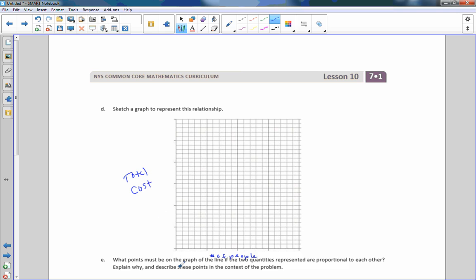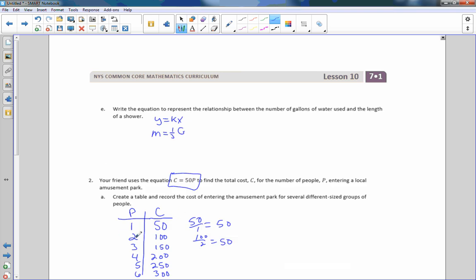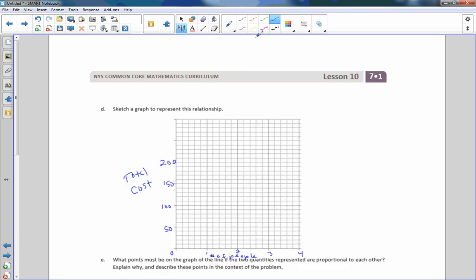to enter the park. I'm going to label this point 0, and I'm going to label this, let's just spread this out, 1, 2, 3, 4, and this will be 50, 100, 150, 200. And if I go back to my table, 1, 50 and 2, 100 are the first 2 points. So then when I graph this, I go over 1, I go up to 50, 2, 100, 3, 150, and 4, 200. So that's what my graph would look like.